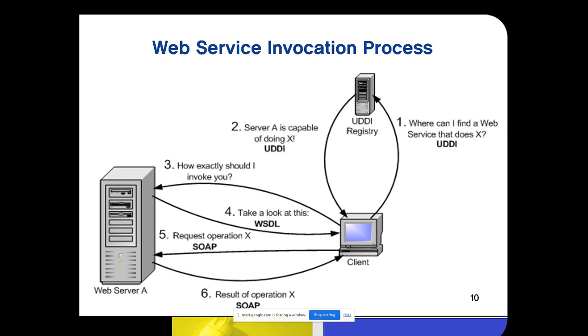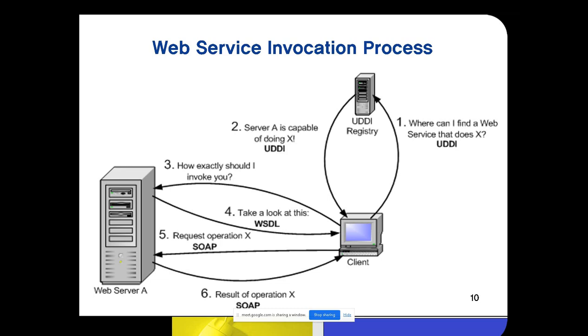Then see message 3. The client again sends a message to web server A: how exactly should I invoke you? Then see message 4, which says to take a look at this. It will specify this particular web address, the HTTP address, via WSDL, Web Service Description Language. Through WSDL, it will send the details to the client.